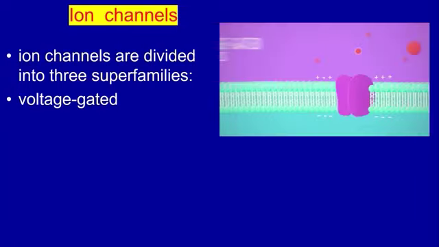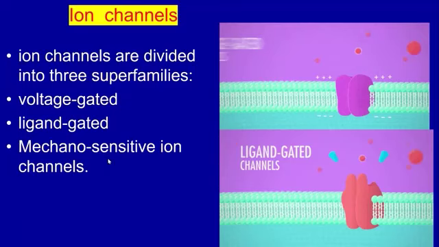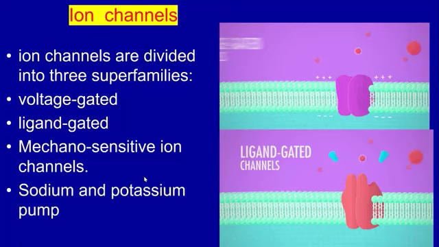Ionic channels. These ionic channels are divided into three superfamilies. One is voltage gated, the other is ligand gated. This is the voltage gated channel, this is the ligand gated channel, and the mechanosensitive ion channel, which actually responds to mechanical change in the environment, and sodium and potassium channels.